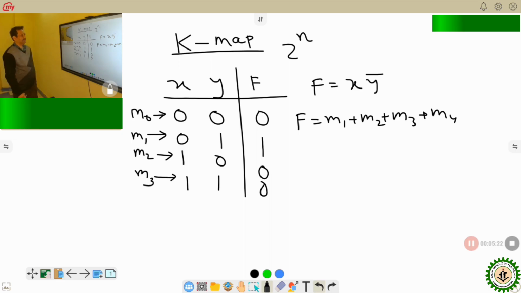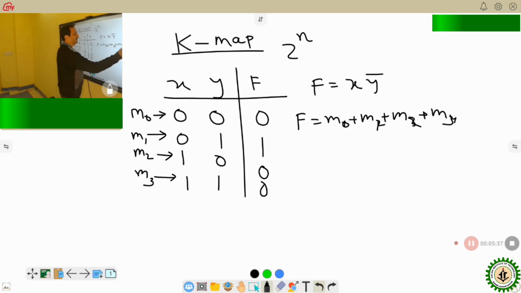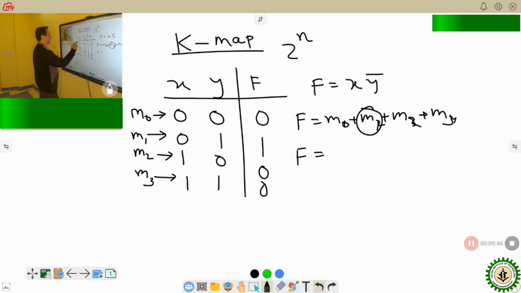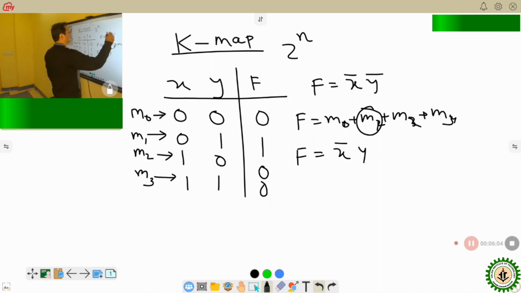Now in that particular case, we know the 0 0 combination has output 0 and the 0 1 combination has output 1. These are M0, M1, M2, and M3. Only this one exists. So in that particular case, F is equal to M1. M1 means X is equal to 0 and Y is equal to 1. So this value will be X bar and this will be Y.